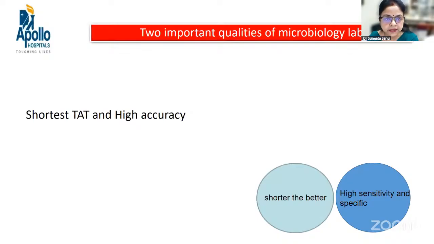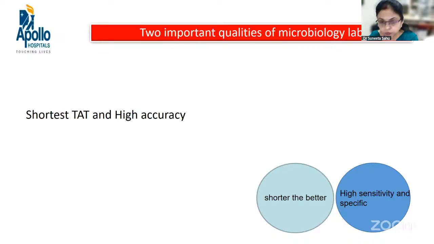So, having said that, the two important qualities of a microbiology lab are a shortest TAT and a high accuracy. The shorter the time we take to give the report, the better. But at the same time, the report should have a high sensitivity and should also be specific in what we give.